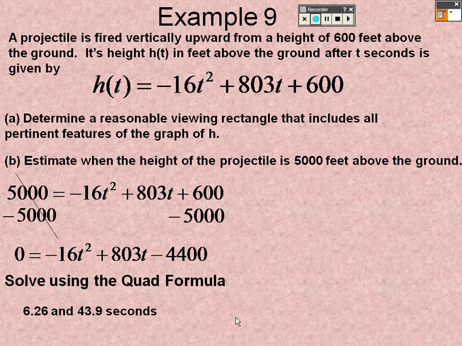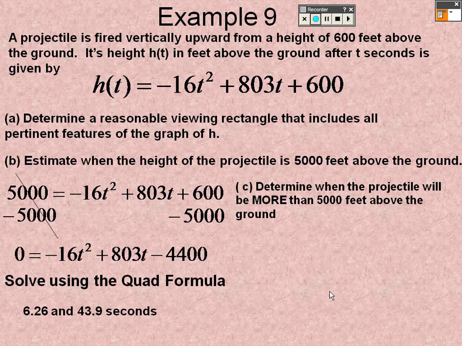The reason why is it's going up. What we're saying is about 6 seconds in, it's 5,000 feet above the ground. But it's still going higher and higher and higher, and then it starts to come back down. And as it's coming back down, about 44 seconds is when it hits 5,000 feet again and comes back down. That's what we're saying. So it does make sense that there are two positive answers, that it will be at 5,000 feet.